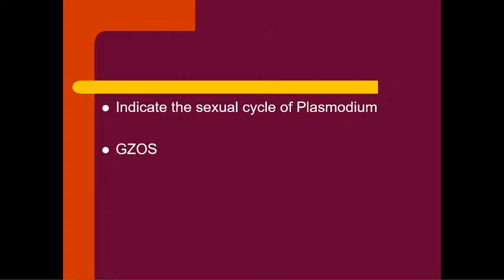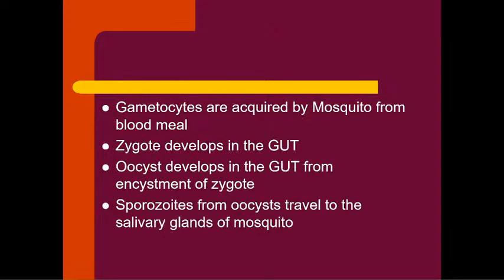Now, since ang product ni sporogony is gametocytes, mag-start tayo ng sexual life cycle with gametocytes, 'di ba? Ng sexual life cycle with gametocytes kasi male and female na siya. Okay? Now, the gametocytes will be injected to the human host or the intermediate host via a blood meal, and then it will go to the gut and develops into a zygote. Alright? The zygote then becomes an oocyst in the gut again, and via what you call the terminology of encystment.